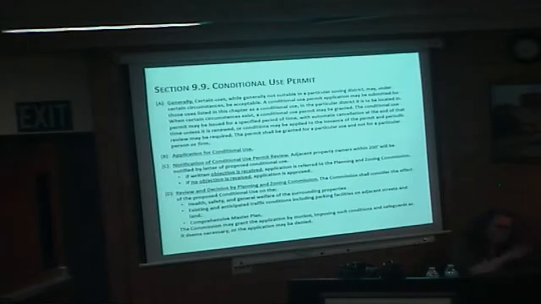When the Planning and Zoning Commission reviews it, they're supposed to consider the effects of the proposed conditional use on the health, safety, and general welfare of the surrounding properties, existing and anticipated traffic conditions including parking facilities on adjacent streets and land, and the comprehensive master plan. The Commission may grant the application by motion, imposing such conditions and safeguards as it deems necessary, or the application may be denied.